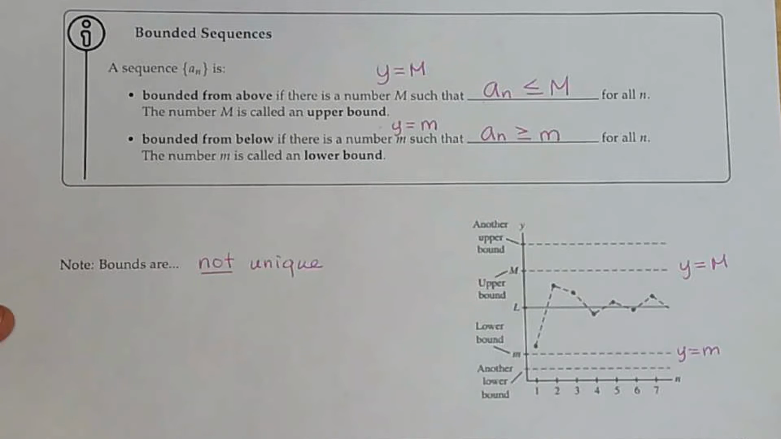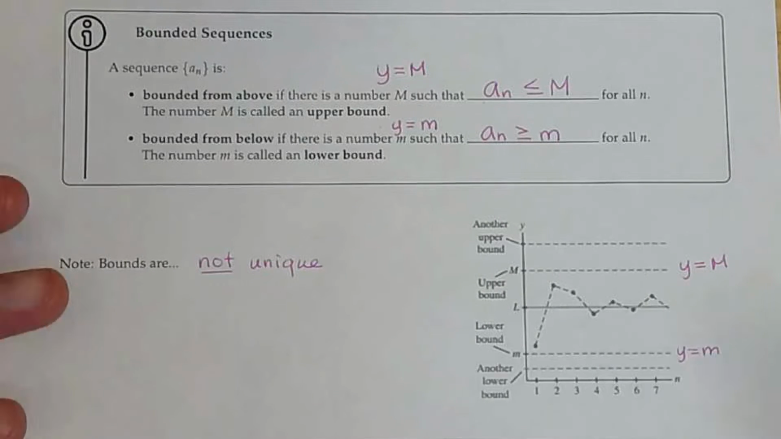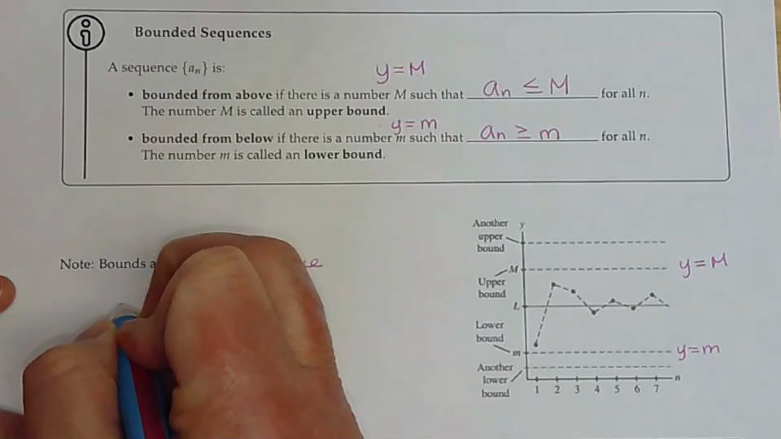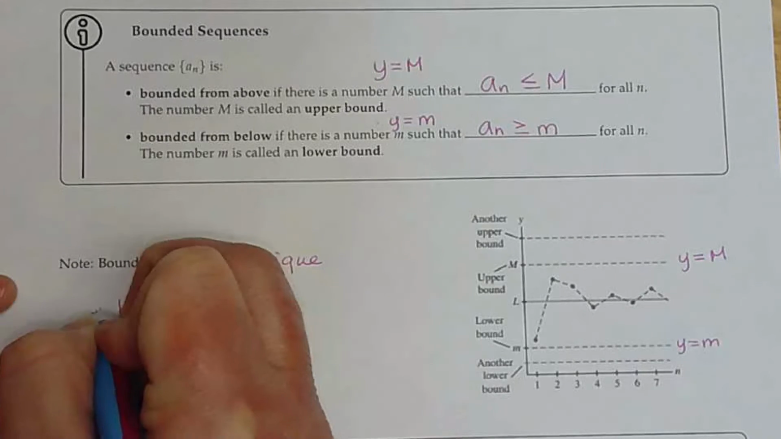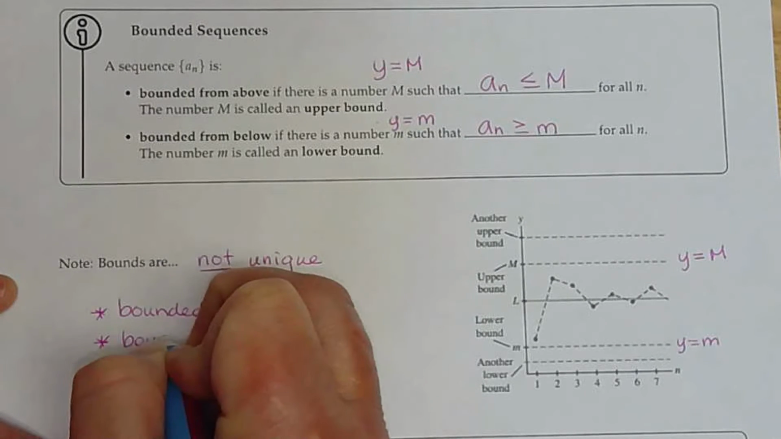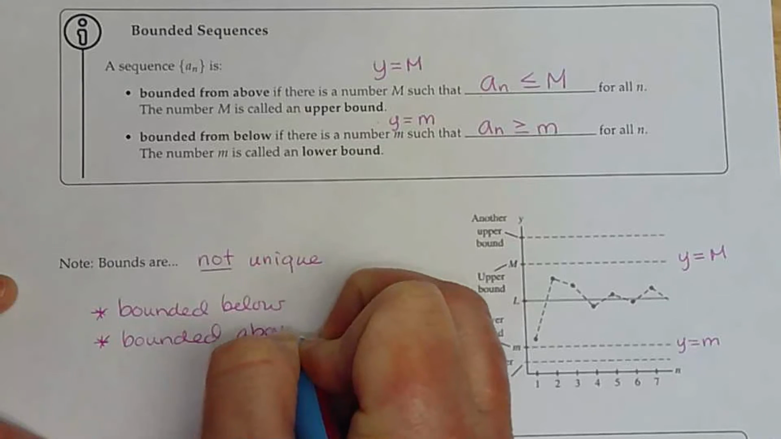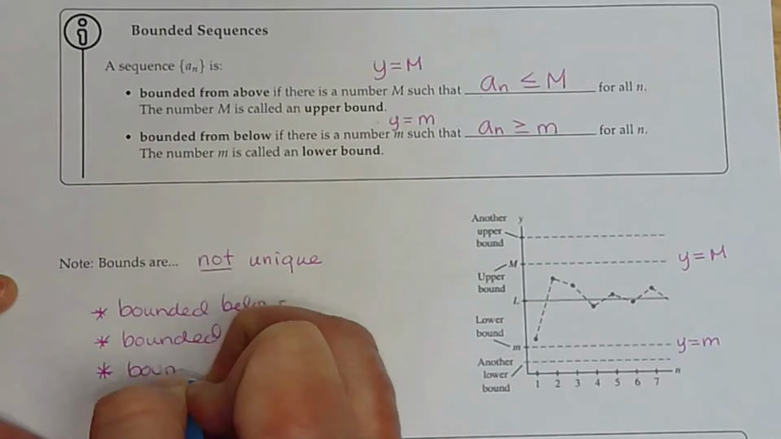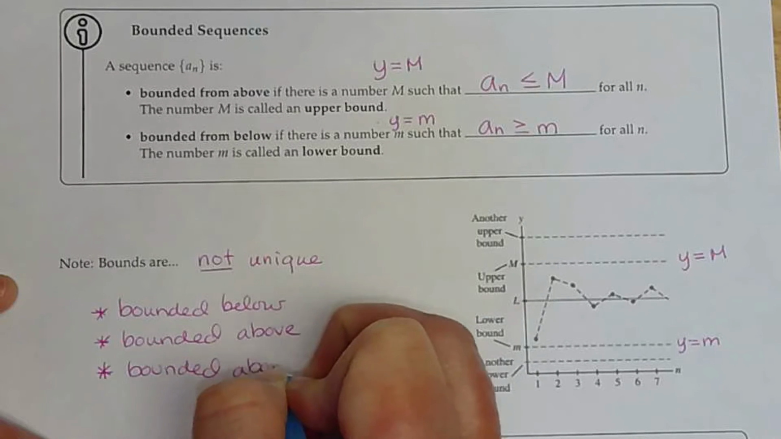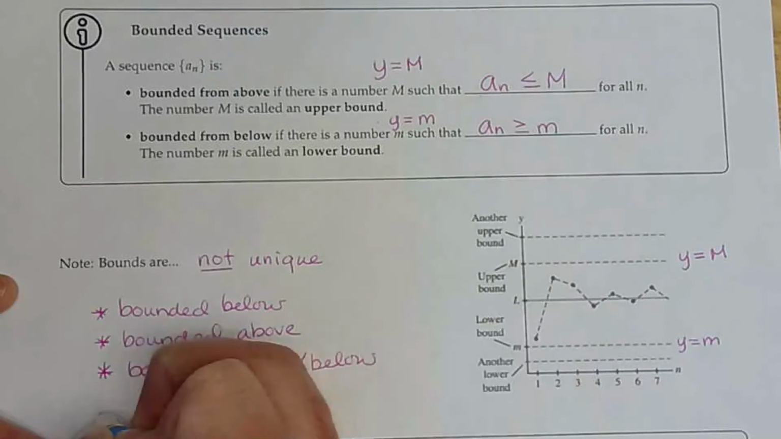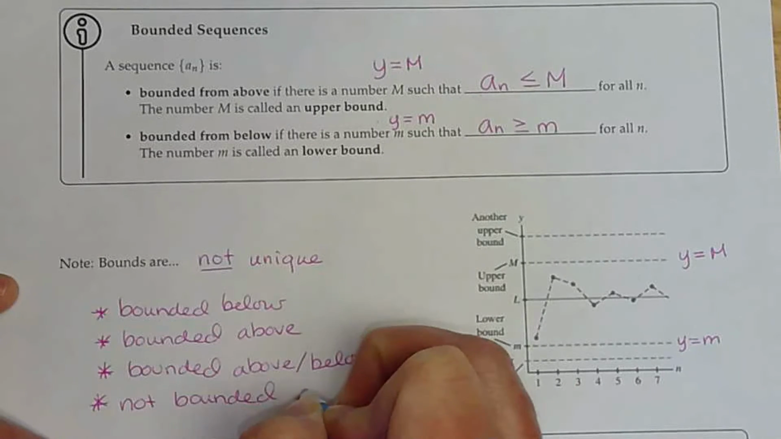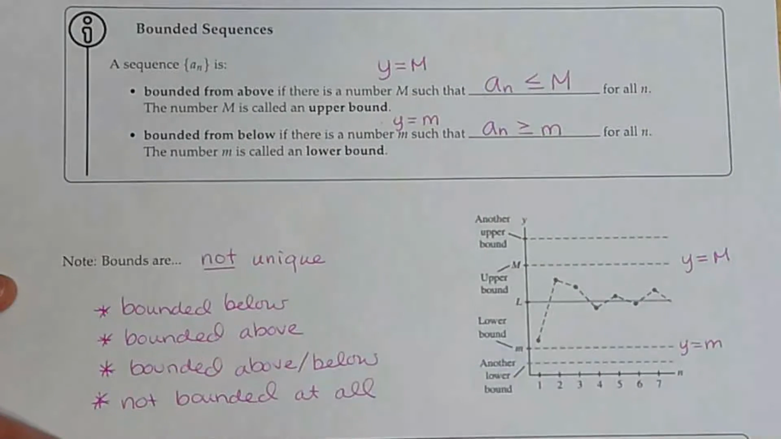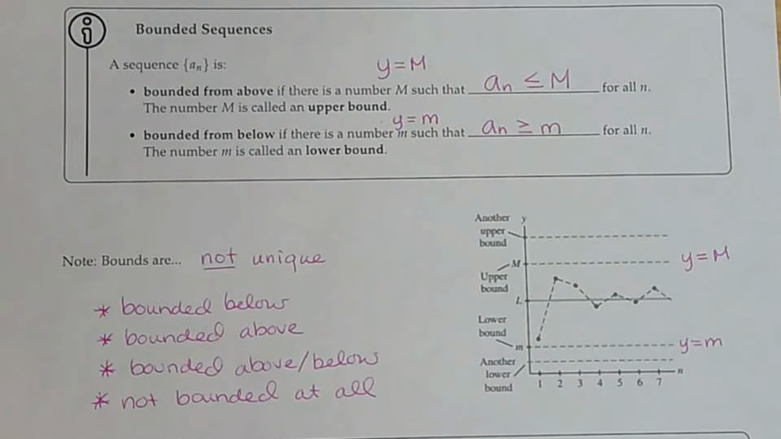One note about how a sequence can fit in with bounds. Our sequence can be bounded below. It could be bounded above. It could be bounded both above and below. Or it can be not bounded at all. Those would be our four possibilities: either below, above, both above and below, or not bounded at all.